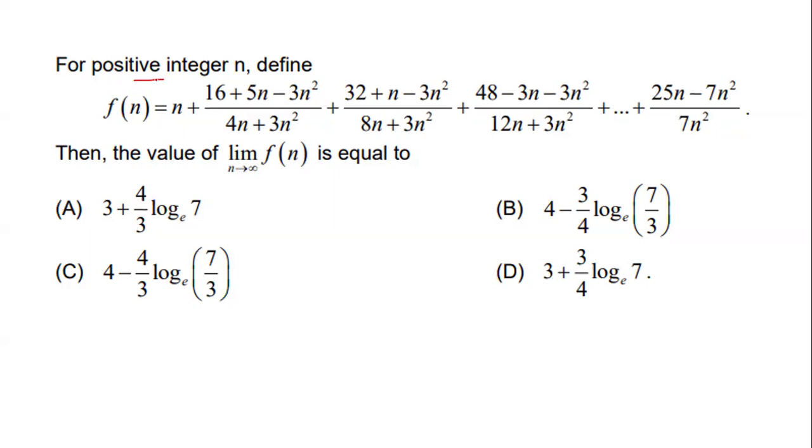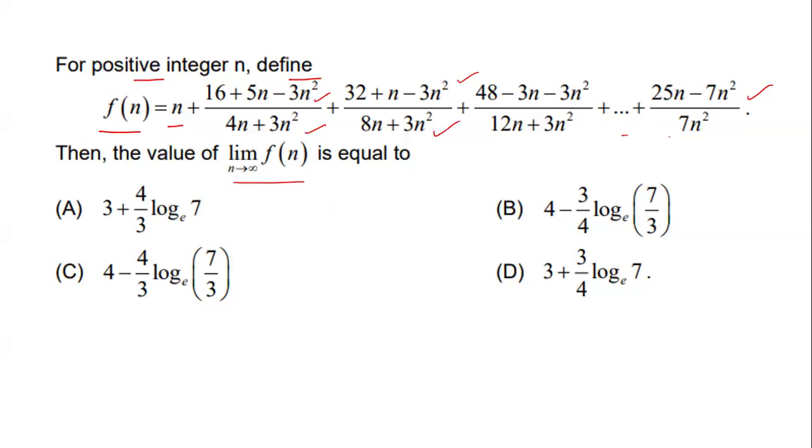So for positive integers n, we define f of n in this way: n plus (16 plus 5n minus 3n square) divided by (4n plus 3n square) plus (32 plus n minus 3n square) divided by (8n plus 3n square), and so on. The last term is this. And we have to find out the limit as n tends to infinity of f of n.